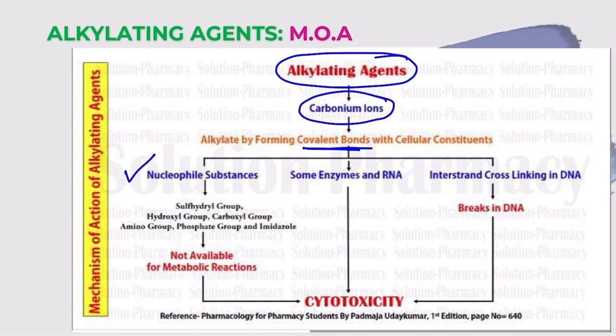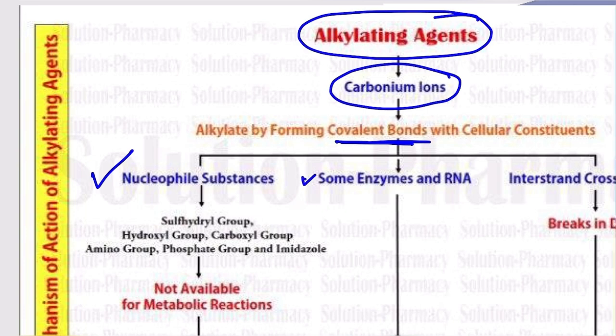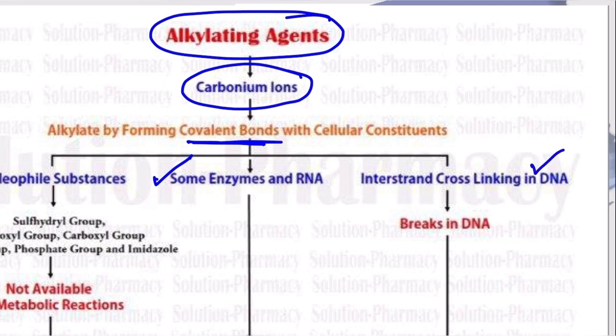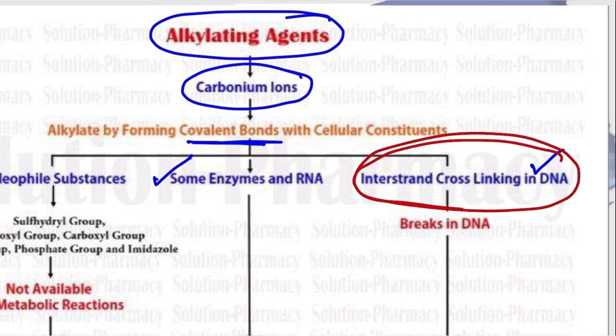Number 1, nucleophile substances. Number 2, some enzymes and RNA. And number 3, DNA. And this is the most important mechanism of alkylating agents. I am explaining to you.